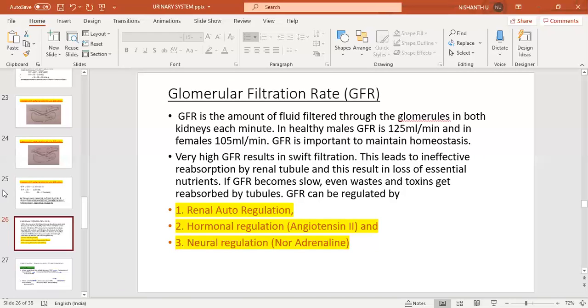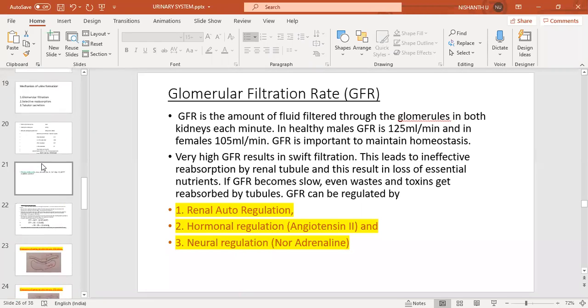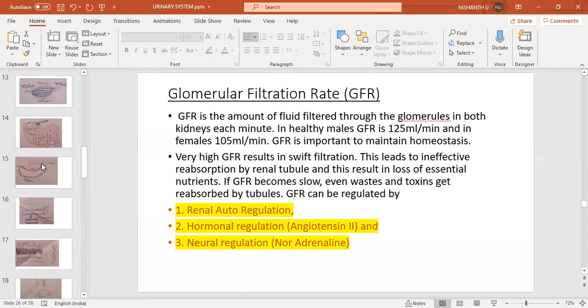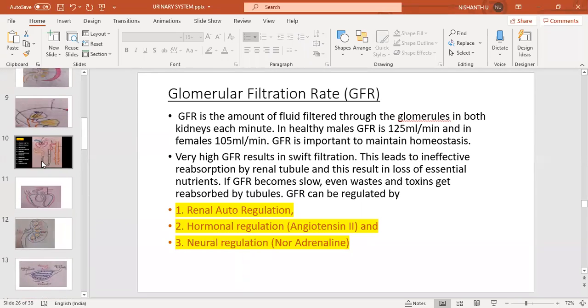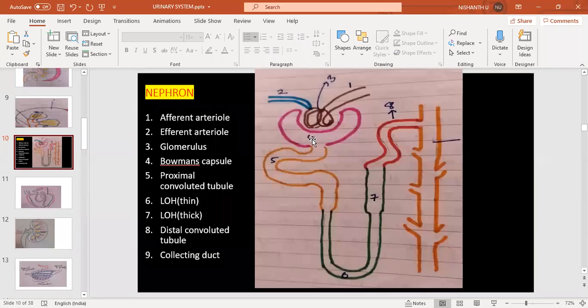GFR is important to maintain homeostasis. Obviously, it is extremely important, you can understand later on. Very high GFR results in split filtration. Now forget about this point. Try to understand, we'll go back to one more diagram, then you can understand. Here the filtration is taking place. Try to understand very carefully. I told you that on average we are taking 120 ml per minute.